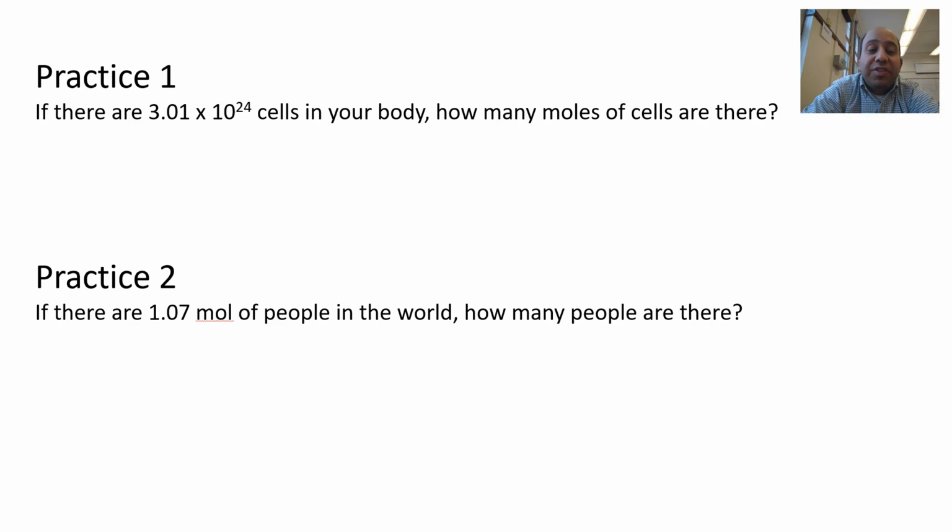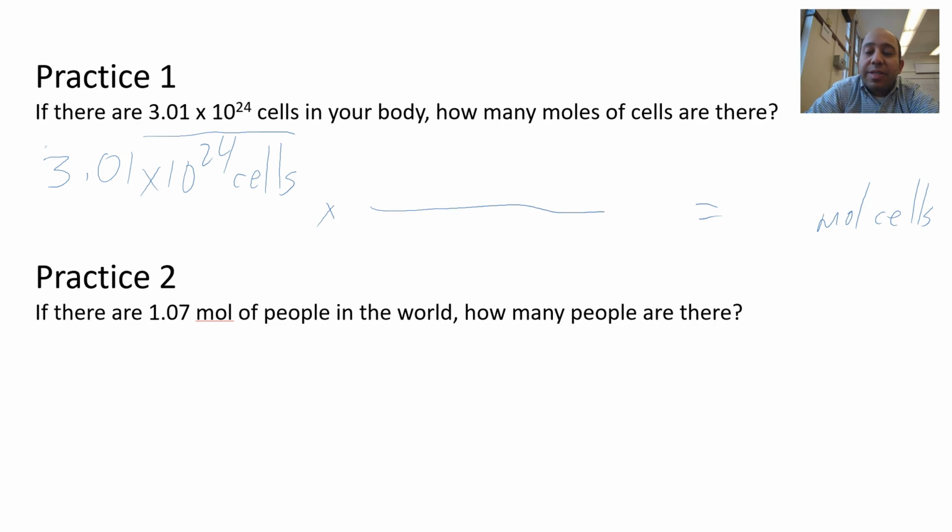Okay, so now that you've tried these problems, you're going to put the given on the left side, 3.01 times 10 to the 24th cells in your body. Again, this is not actually true. This is just a made-up number for the purposes of this problem. And you put moles of cells, the thing you're solving for, on the right side. So we put cells on the bottom because we're trying to cancel it, and we're putting moles on the top because that's what we're trying to get in your answer.